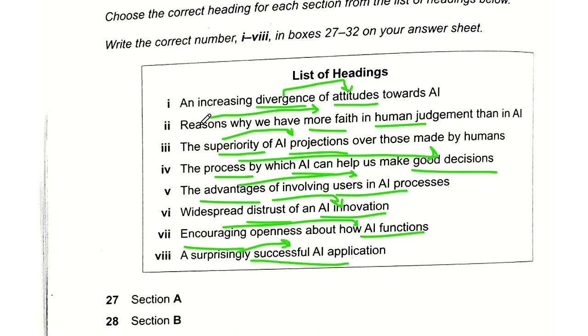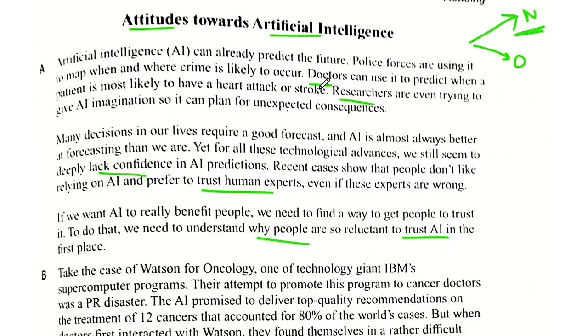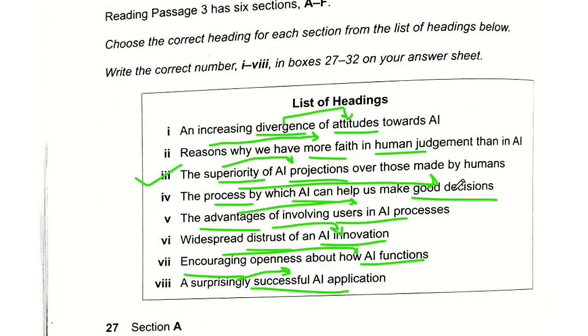When we look through the options, we can see they have not spoken about this, but they have clearly spoken about the superiority of AI projections over those made by humans. Here you can see they have mentioned the doctors, researchers, and the police forces. So the answer for paragraph A is the third option.